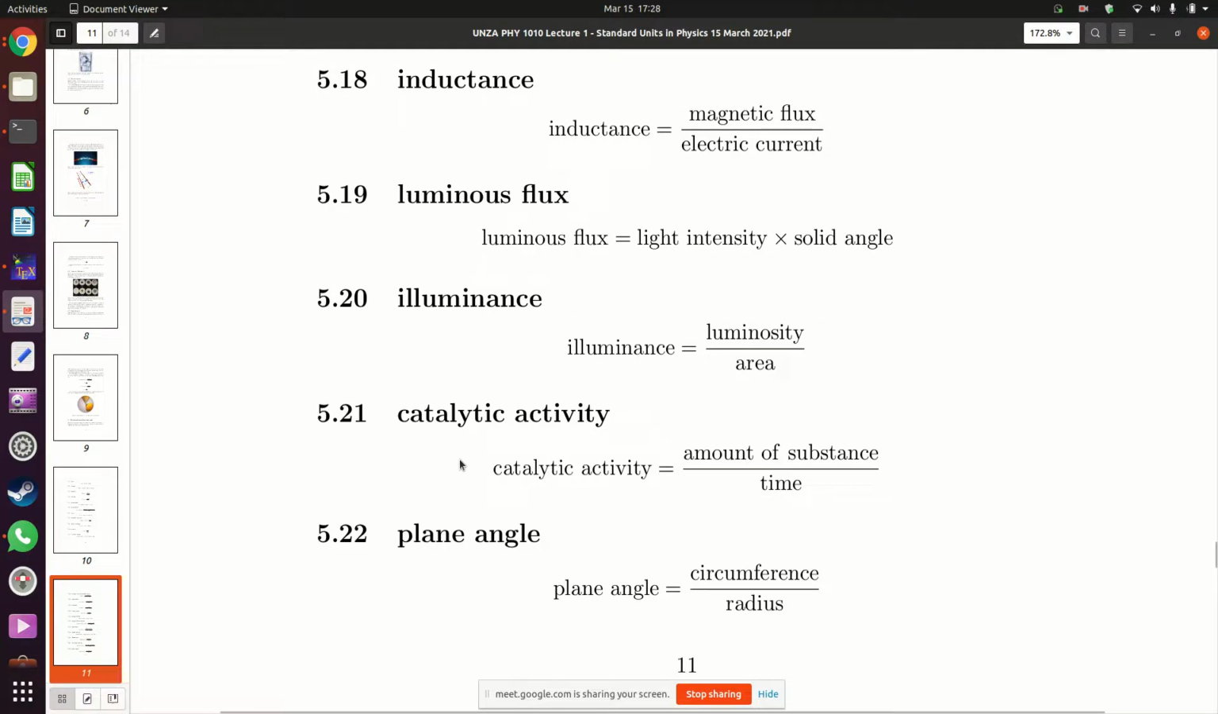Then there is this catalytic activity. It's basically, I think, how much of a substance is used up in a certain amount of time, like how fast a reaction is happening. So this is the amount of substance divided by time. So how much of a substance is used up in a reaction divided by how much time the reaction takes place in. So that's a division.